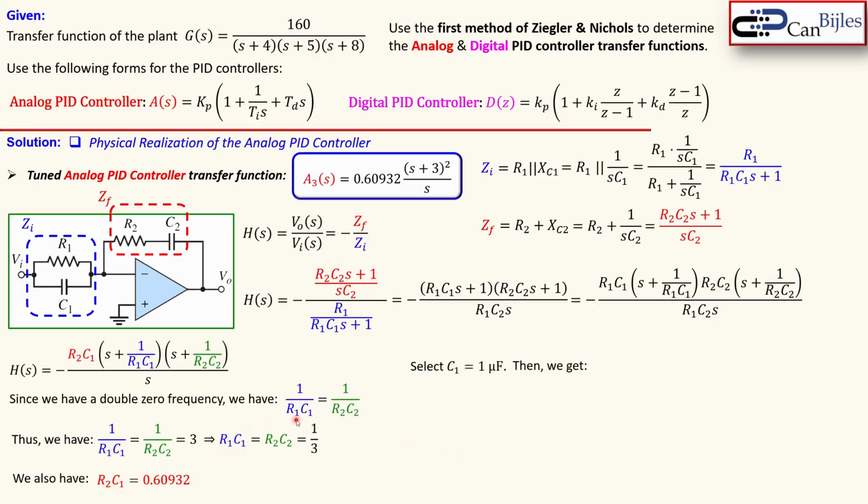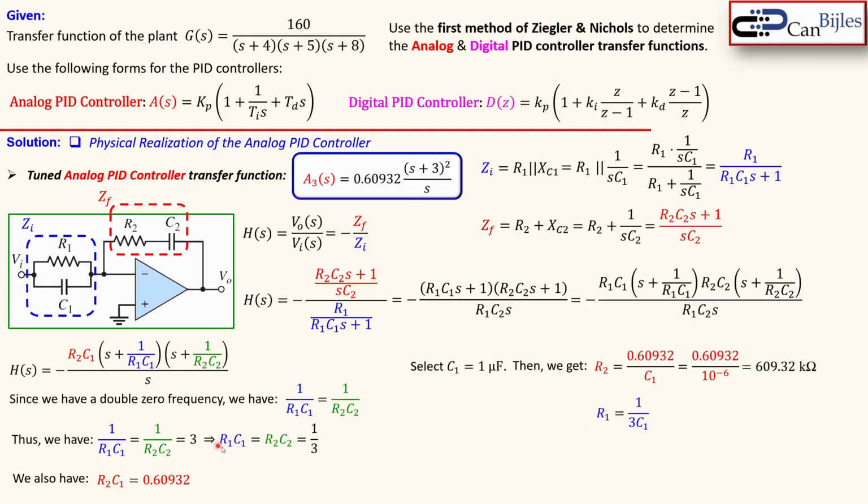Now from there I can calculate this R2 because I can now make this expression here. That's shown here. So 0.60932 divided by the C1 I have just selected. And that will give me here 609.32 kilo ohms. So that's R2.